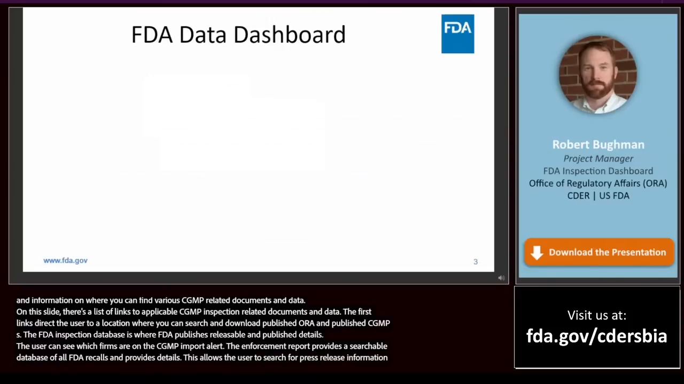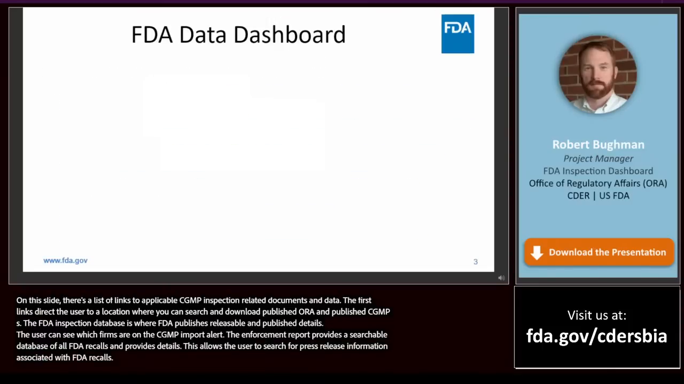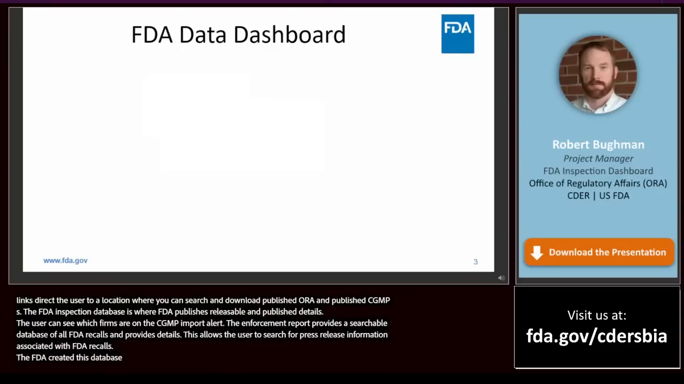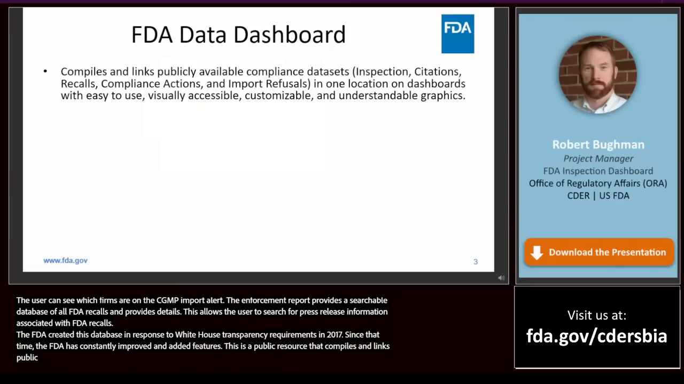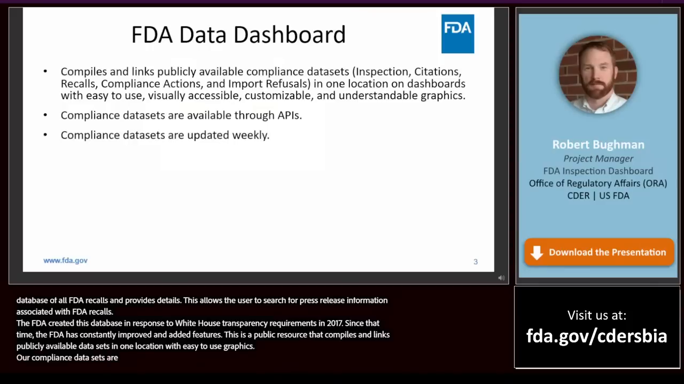The FDA created the FDA Data Dashboard in response to White House transparency requirements and went live initially in December of 2017. Since that time, the FDA has constantly improved and added features. The FDA Data Dashboard is a public resource that compiles and links publicly available data sets in one location on dashboards with easy-to-use, visually accessible, customizable, and understandable graphics. Our compliance data sets are available through APIs, and the data is updated weekly.